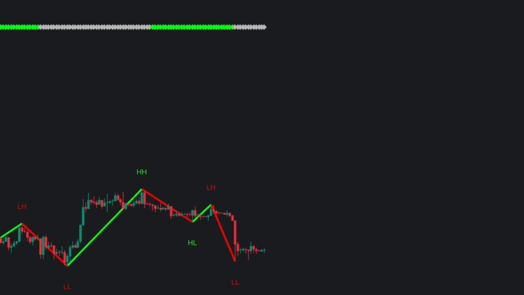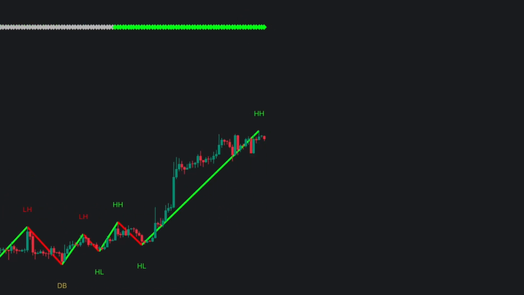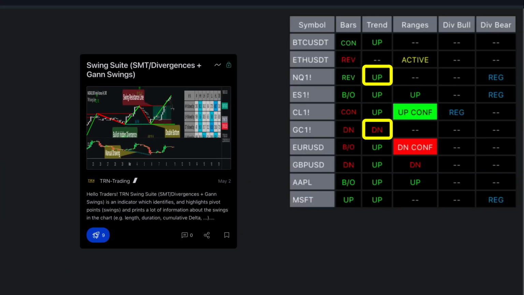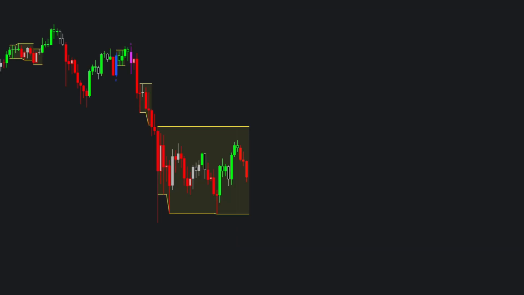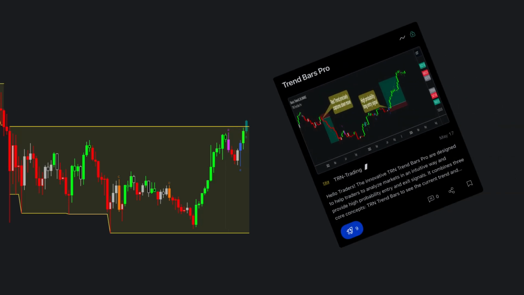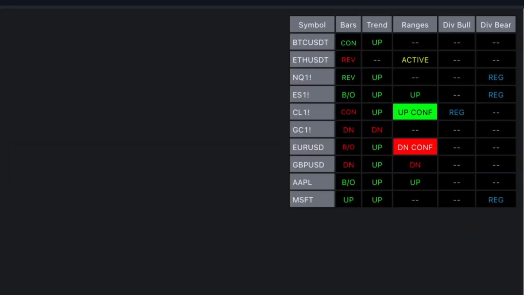In the third column, you can see whether we have an upward swing trend or a downward swing trend detected by our swing suit on the selected time frame. At the same time, the fourth column indicates whether the price moves within a price range as analyzed by our Trend Bars Pro. Additionally, it highlights if the price surpasses the resistance or falls below the support of a range. Upward breakouts are displayed in green, while downward breakouts are indicated in red. A confirmed upward breakout is displayed in green as well, whereas a confirmed downward breakout is shown in red.